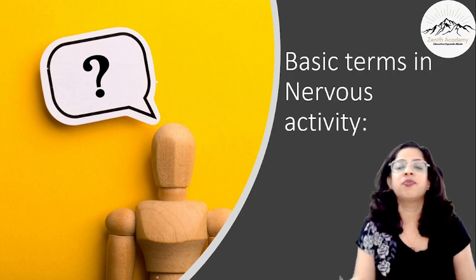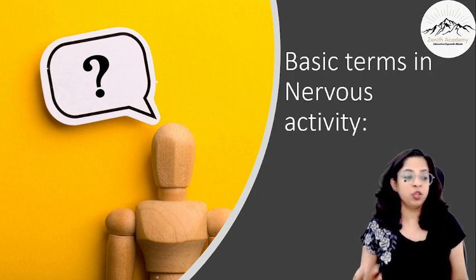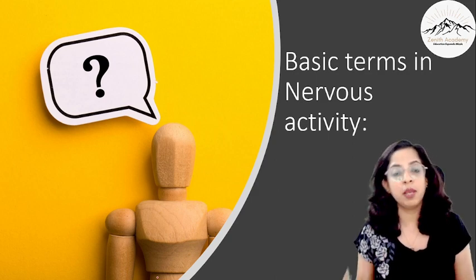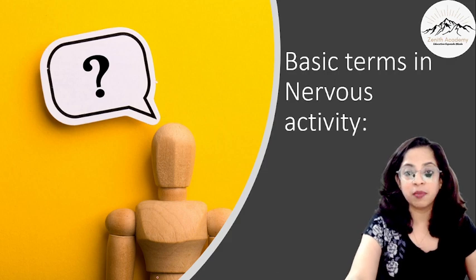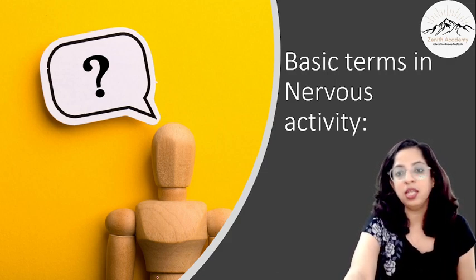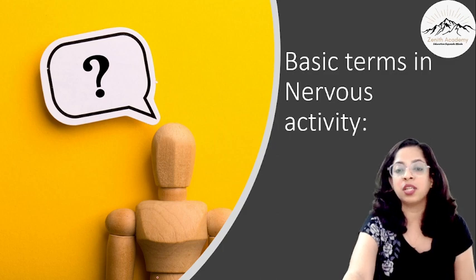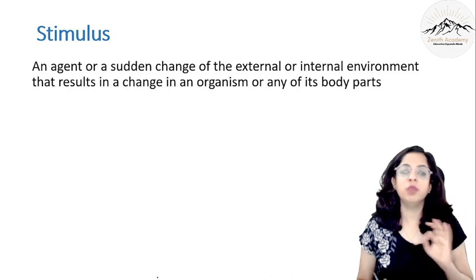So now let's talk about the basic terms in the nervous activity. If we know the basic terms, we'll be able to understand the concept really well. Now this basic term is there in the reduced portion. It has been cancelled basically, but you should know what are the basic terms in nervous activity. So let me tell you what is a stimulus.